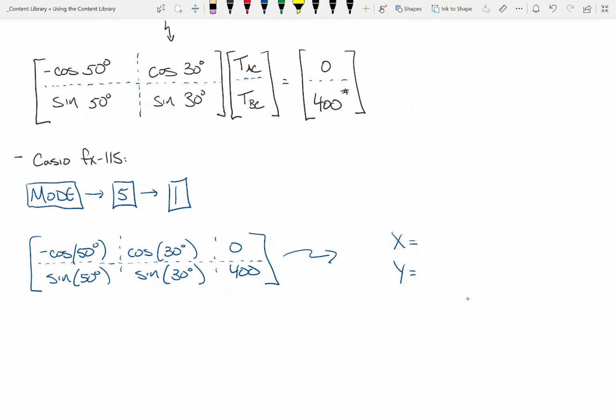So again, you press mode 5-1 and then enter these in. And then when you've got your last value in, just press enter. And it should give you a value for X and a value for Y. And if you have them, give that to me in 2 decimal places.